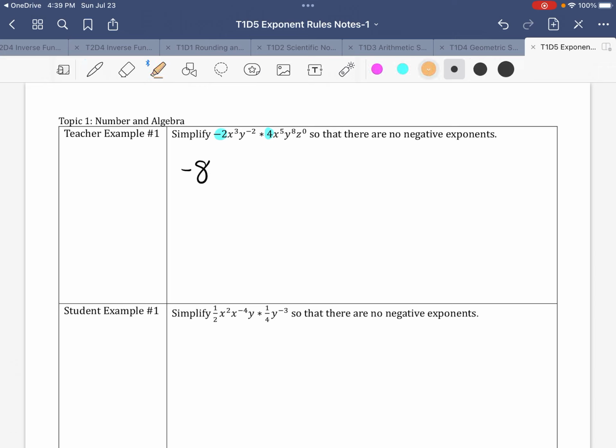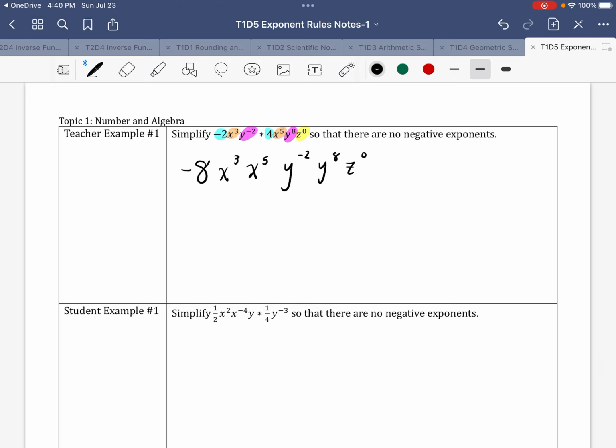Next, I'm going to start looking at where do I have like terms. So here I have x to the 3rd, and I have x to the 5th, y to the -2nd, y to the 8th power, and let's choose one other color. We have z to the 0th power, right? Let's start with our orange. We're going to have x to the 3rd, x to the 5th power, y to the -2nd, y to the 8th, and then z to the 0th power.